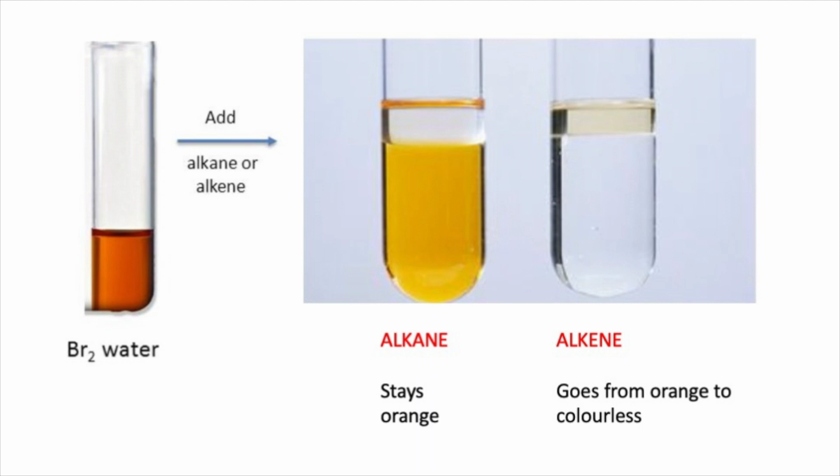So you have to learn that if you want to test for a double bond in a molecule, a carbon-carbon double bond, you add bromine water and shake it up. And if it goes colourless, it means that you have a carbon-carbon double bond, and that compound is an alkene.